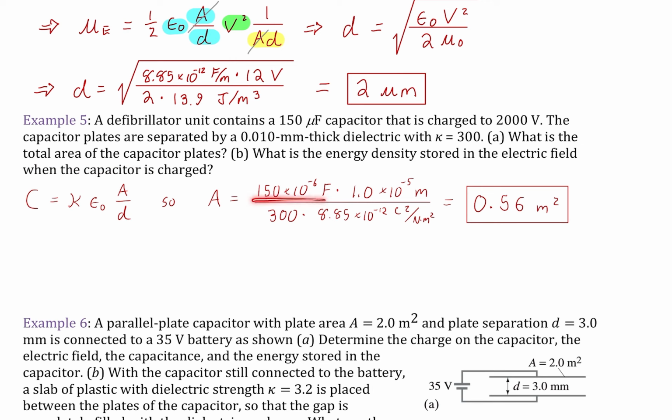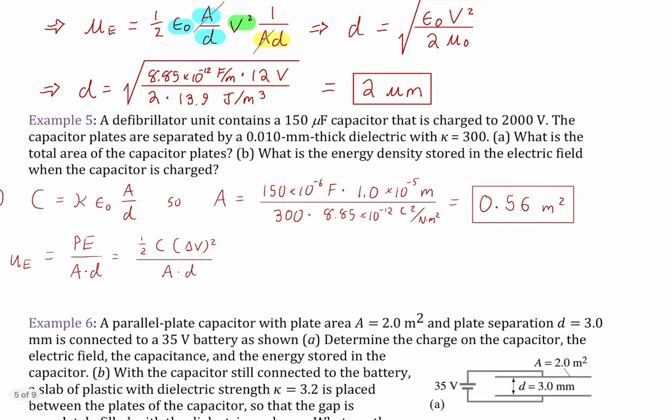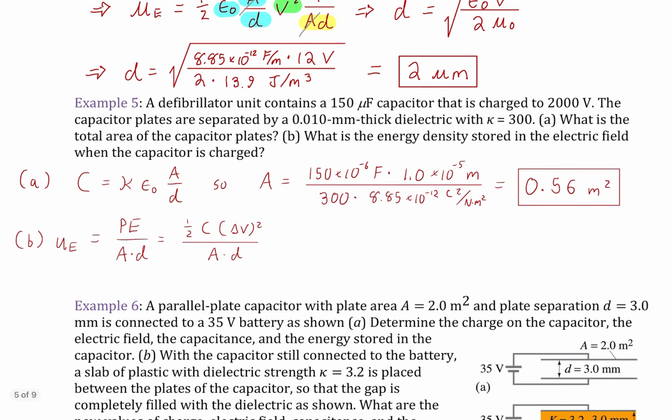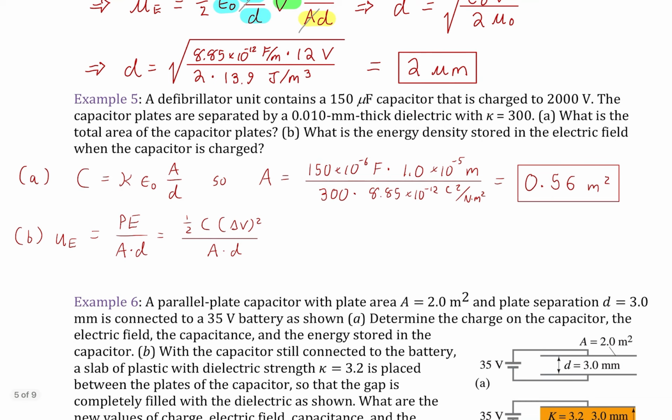All right, plug in the capacitance, plug in the gap distance, 1 times 10 to the negative 5. 300 for our, let's see, that's our dielectric, of course. And there we have our permittivity constant. All right, so there we have 0.56 square meters, right? About half a square meter. Okay, and then in part B, what is the energy density stored in the electric field when the capacitor is charged?